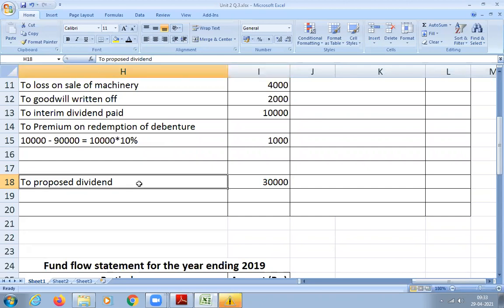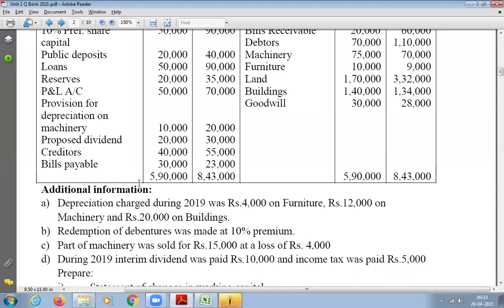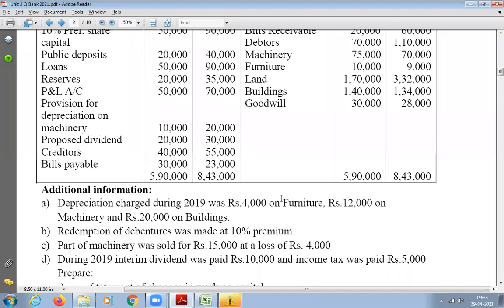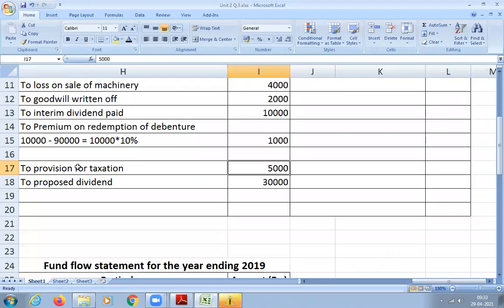Anything else? Income tax, sir. Yeah, how much have they paid? 5,000. 5,000 is the income tax which they have paid. So during 2019, income tax paid was 5,000. Okay, you can just mention it as taxation or tax paid. Yeah, 5,000. Next, anything else, students?